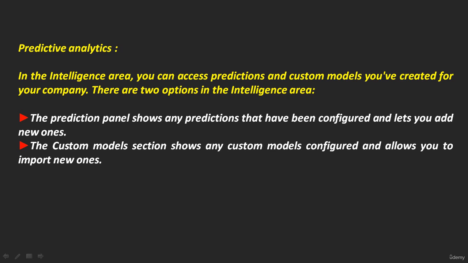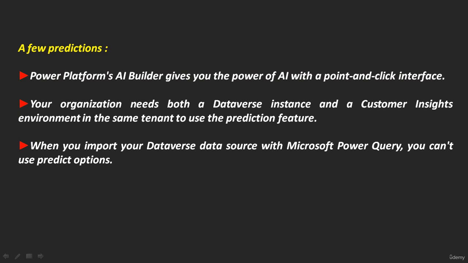The next thing is we need to talk about a few predictions. Customer Insights lets you create predicted values that can help you understand a customer. You can use AI Builder to make simple on or off or true or false predictions, because the Power Platform's AI Builder gives you the power of AI with a point-and-click interface. Using it, you can build your custom models or use the pre-built models for common business scenarios. And the AI Builder prediction is used in Customer Insights. Based on data stored in Microsoft Dataverse, that model makes yes or no or true or false predictions.